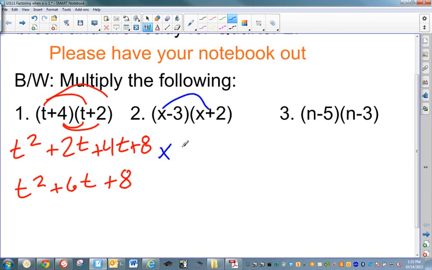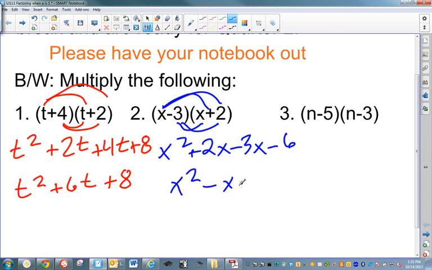So here, you get x times x is x squared. You get x times 2 is plus 2x. You get negative 3 times x is negative 3x. You get negative 3 times 2 is negative 6. You get x squared minus x minus 6.